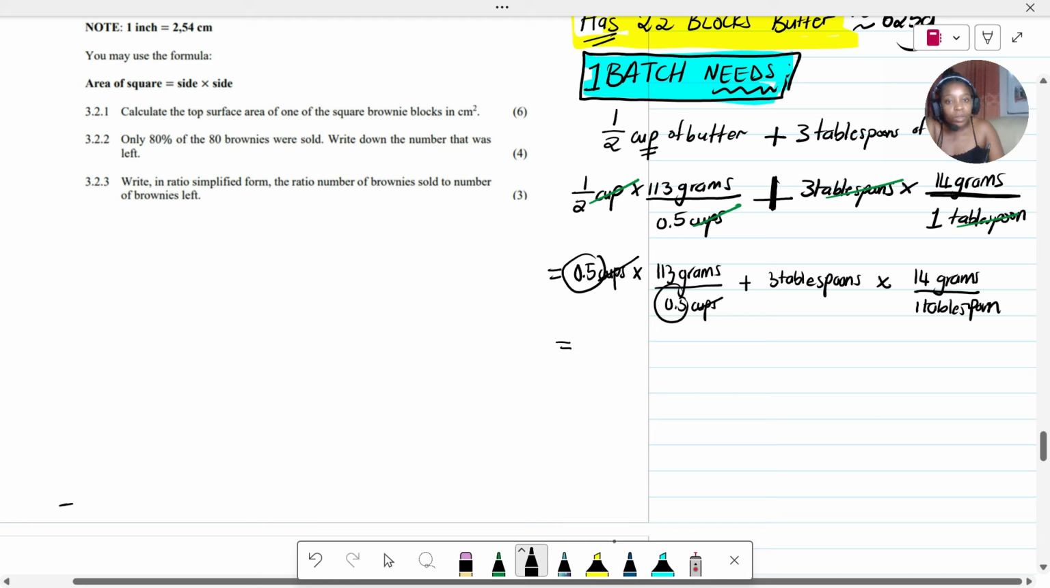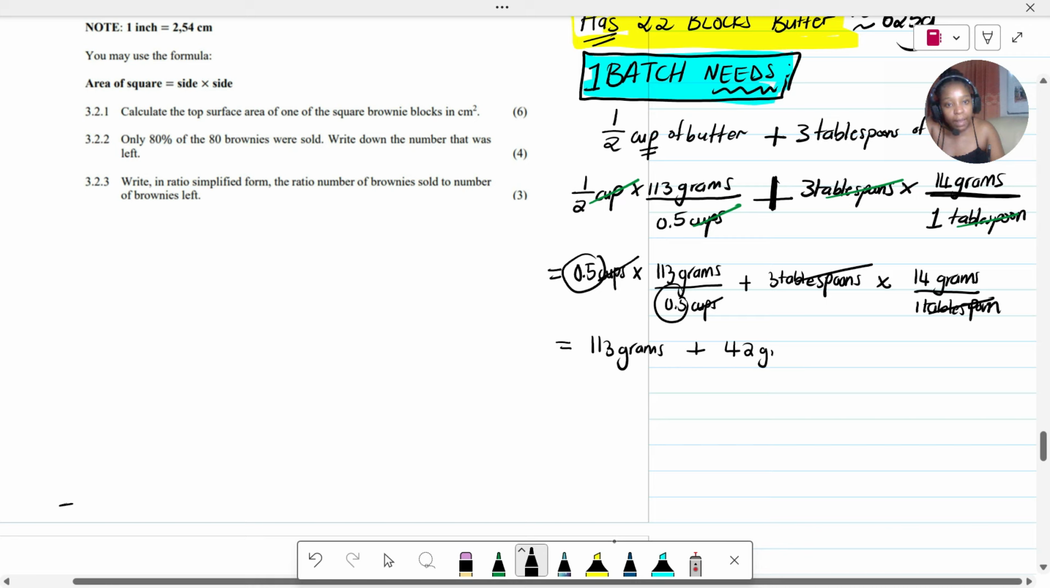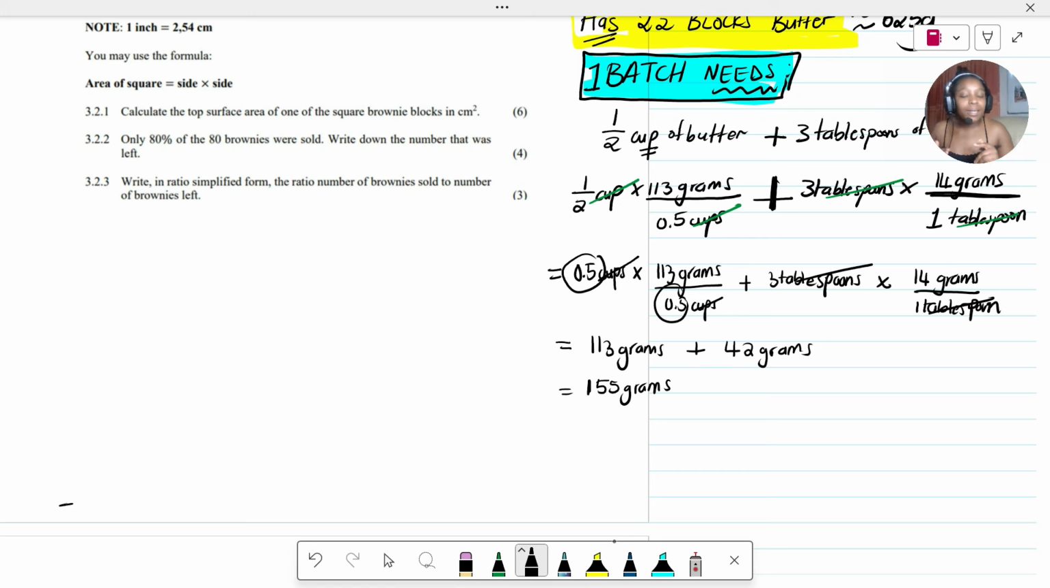So we are actually left with 113 grams plus 3 tablespoons multiplied by 14. Remember, the tablespoons and the tablespoons cancel. 3 multiplied by 14 gives us 42 grams. Therefore, if you take 113 plus 42, that is equal to 155 grams. So what does this mean? It basically means that to make one batch, Miss Nolan needs 155 grams of butter.